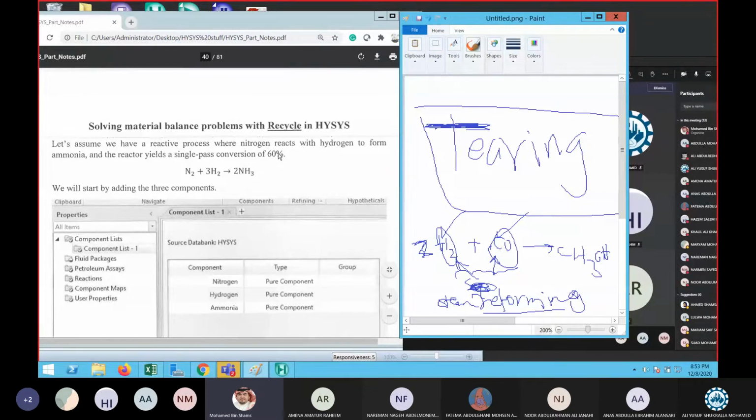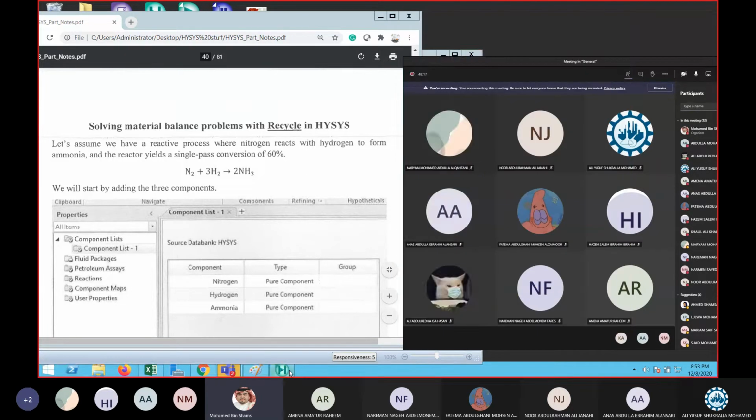Okay. Of course, guys, the conversion here is written wrongly as 60%. This is 35. Please write down this note. It is 35%, not 60%. Okay, let's start doing this in HYSYS.